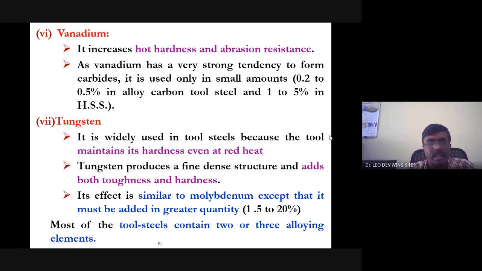When we increase the percentage of tungsten, it can go up to 20 percent. So automatically the hardness will increase. Even at red heat, it will retain its hardness. That is one of the major advantages of including tungsten. Tungsten produces a fine dense structure and adds some amount of toughness also. But the main characteristic contributed by tungsten is hot hardness.